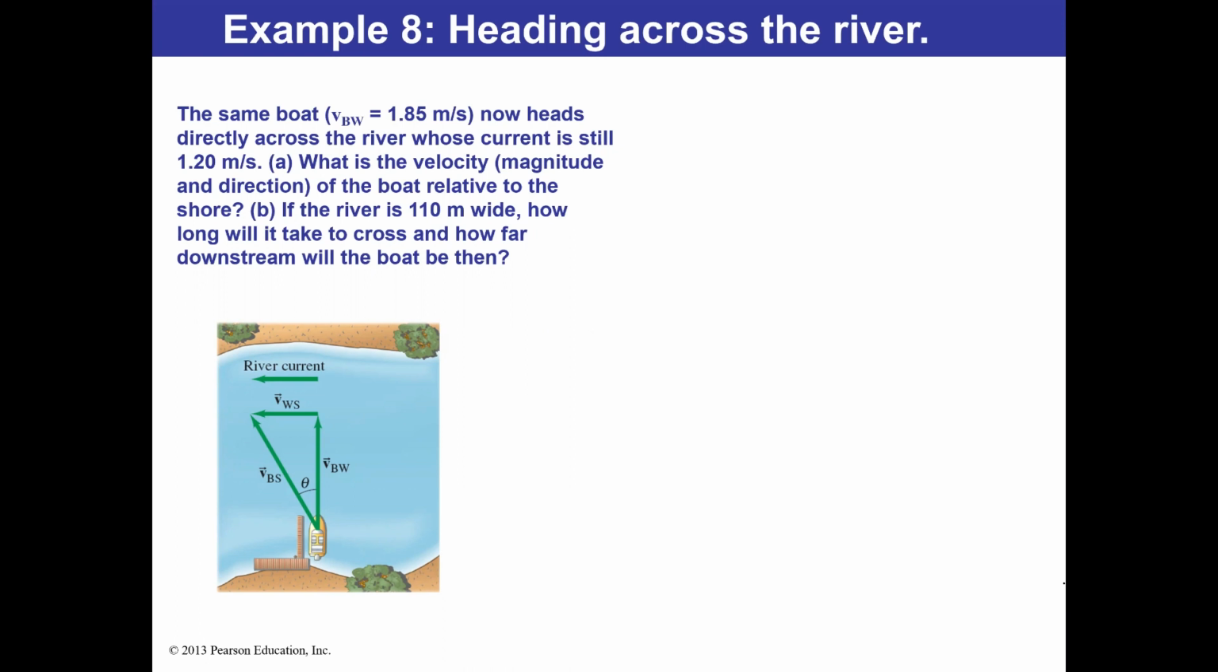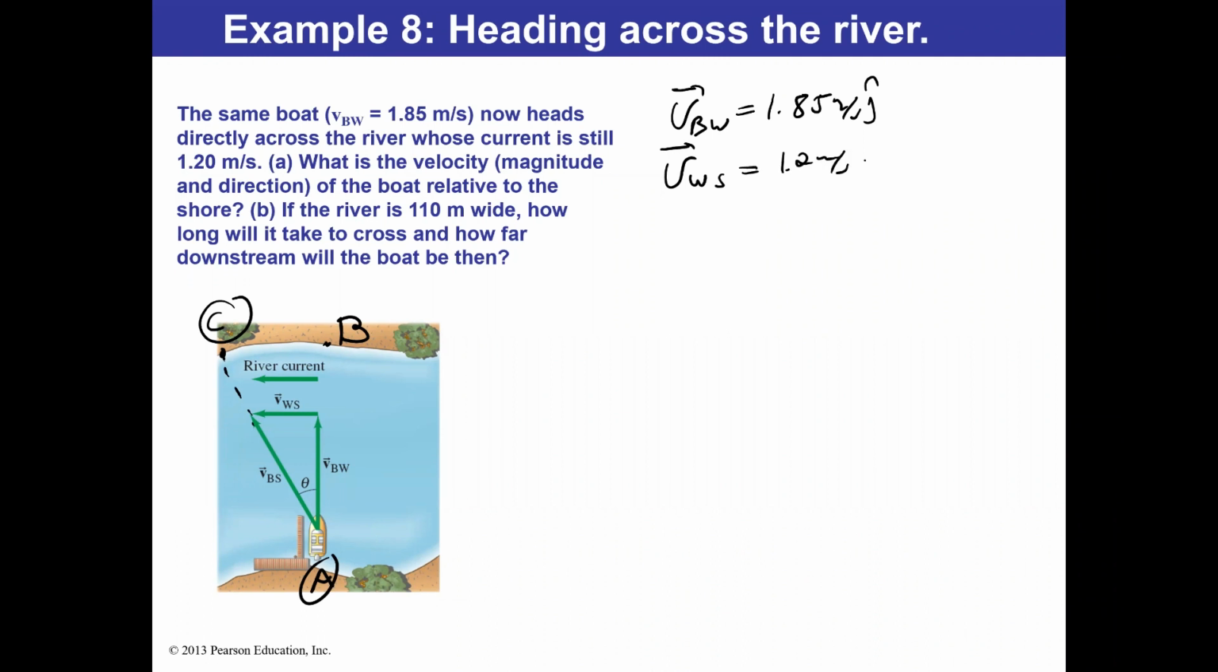Right, as I said, let's say this is point A and this is point B, then it's going to reach some point C, right? So what we want to know here is this. Again, the velocity of the boat relative to the water is 1.85 meters per second, j hat. The velocity of the water relative to the shore is 1.2 meters per second, negative i hat, right?